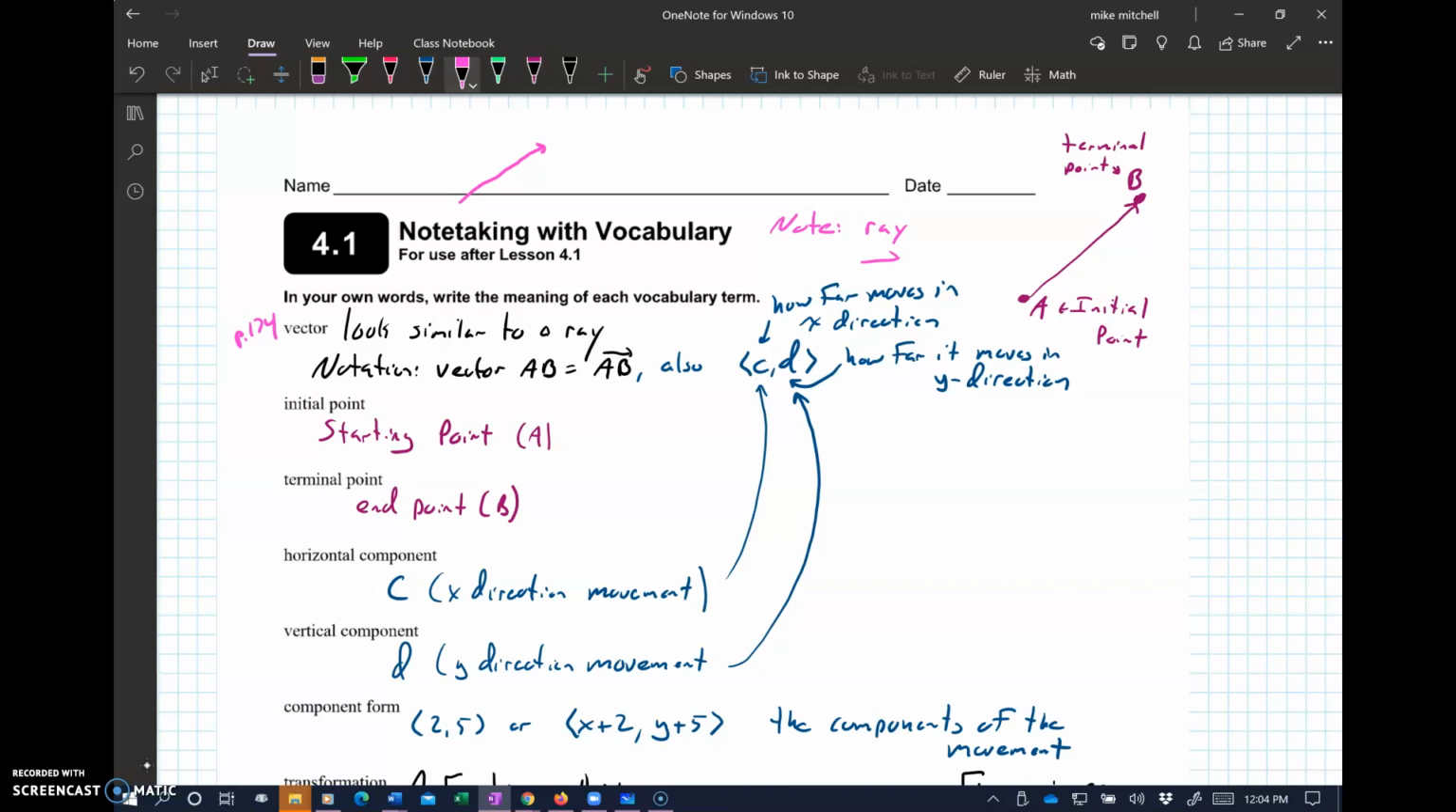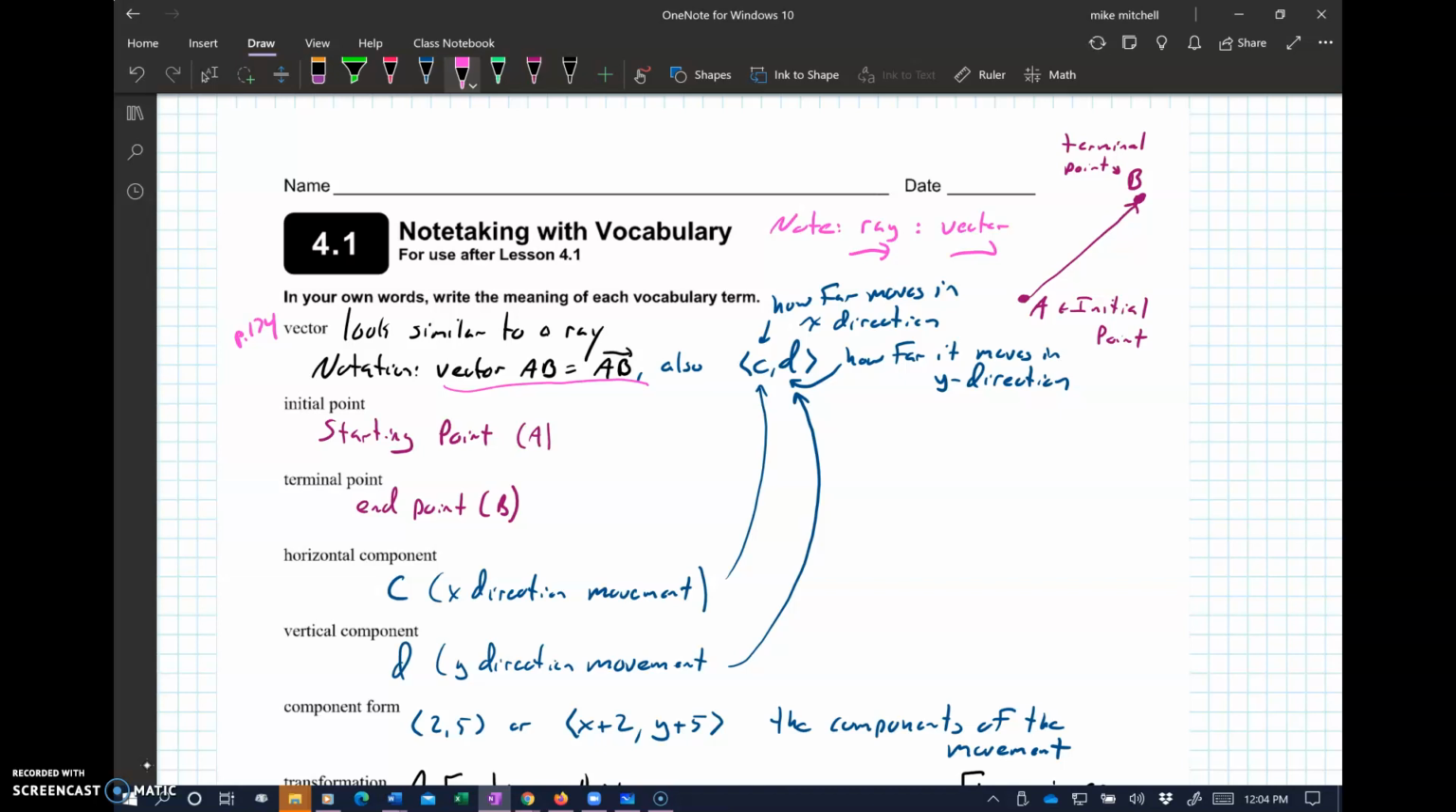But it looks similar to ray. Vector AB, this is our notation right here. Now this isn't an arrow on it right there. So I got a note over here, I'd never finished it. So let's say, remember, ray has the arrow. A vector only has half the arrow on it. Okay? So that's the difference in the notation there.